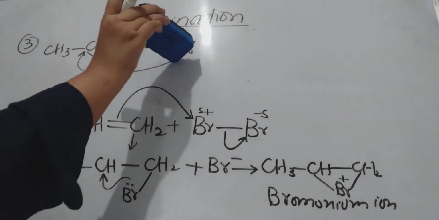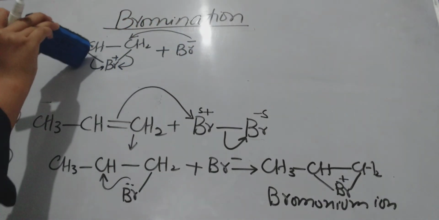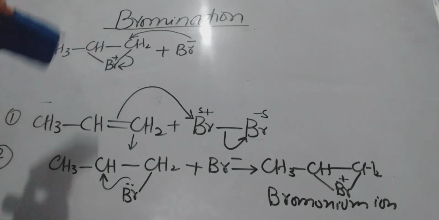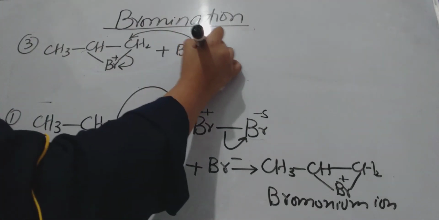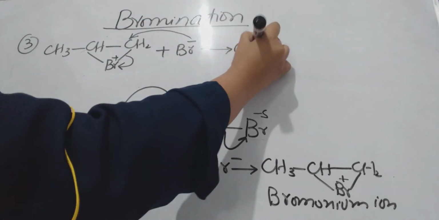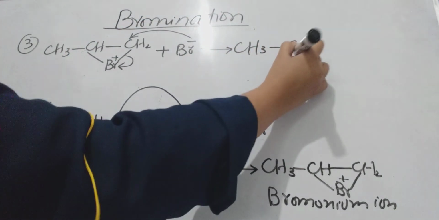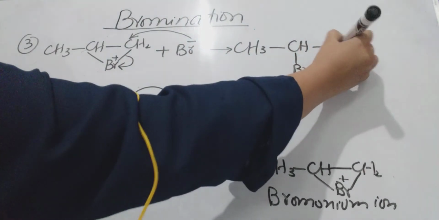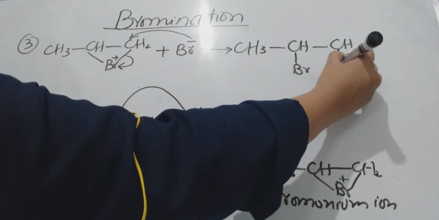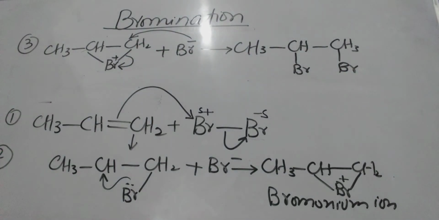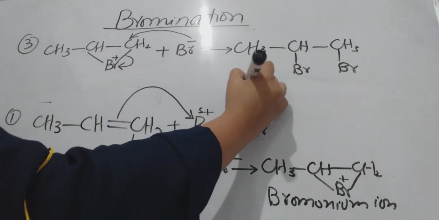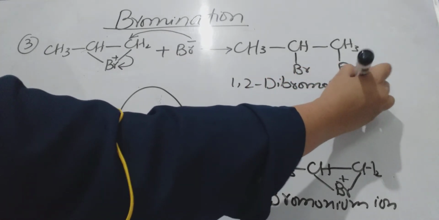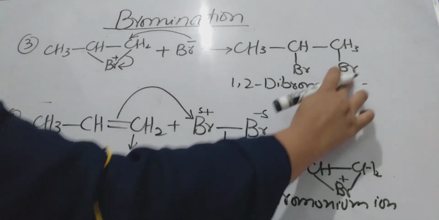So I am going to remove two of these arrows, as it will become easy for all of you, otherwise you will be confused. We will follow it like this over here. So it will result, one bromine is attached with this carbon atom and the second bromine will attach at this carbon atom. So it would be considered as 1,2-dibromopropane.